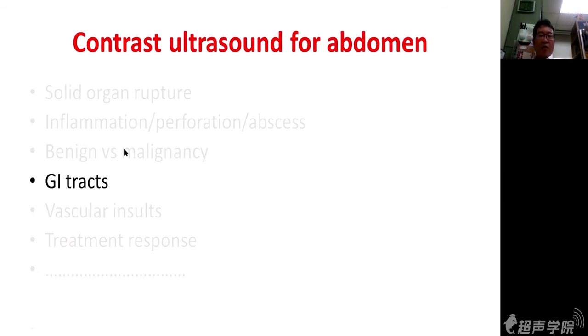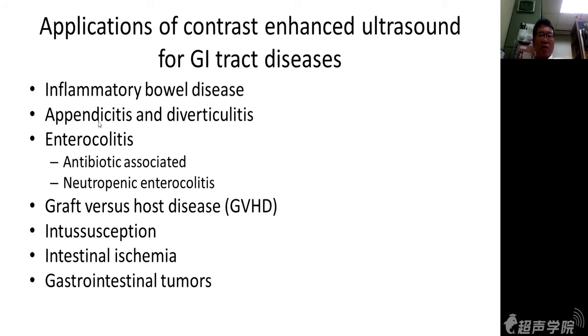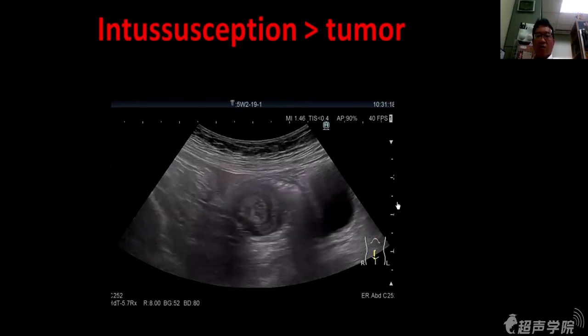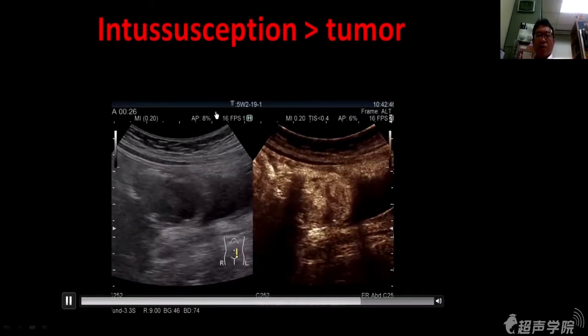Besides the differentiation of benign or malignant tumor, we also apply it in the GI tract, including IBD, appendicitis, colitis, GVHD, intussusception, also intestinal ischemia, or GI tumor. We can see this intussusception. We suppose there is some tumor here with a hypoechoic picture. So we use Doppler, but there is a lot of motion artifact. So contrast medium without motion artifact, and you can see it's a hypervascular perfusion.